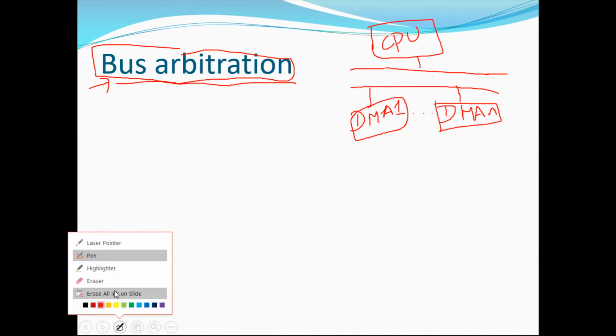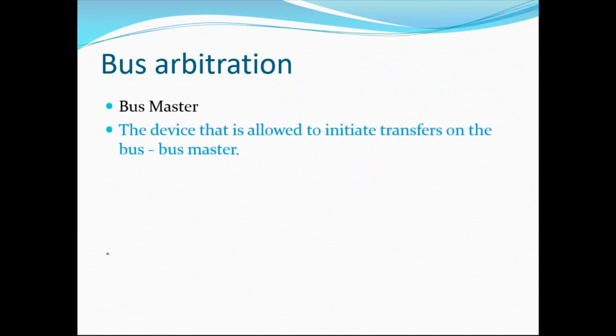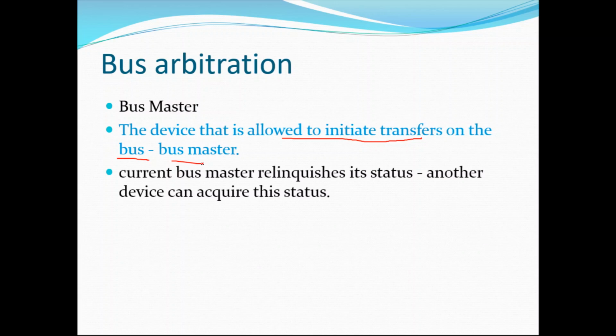So the one who is having the bus right now is called the bus master. The bus master is the device that is allowed to initiate transfer on the bus. The device which can use the bus is called the bus master. Originally, the CPU will be the bus master.